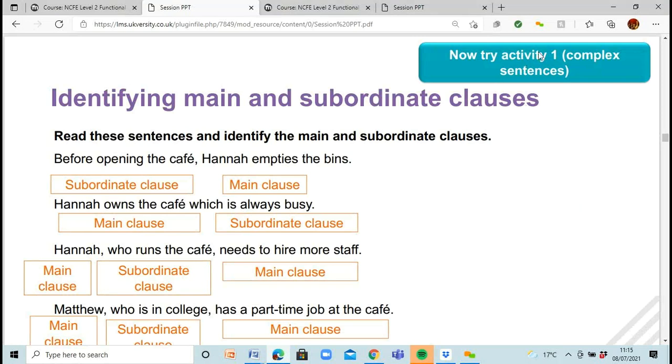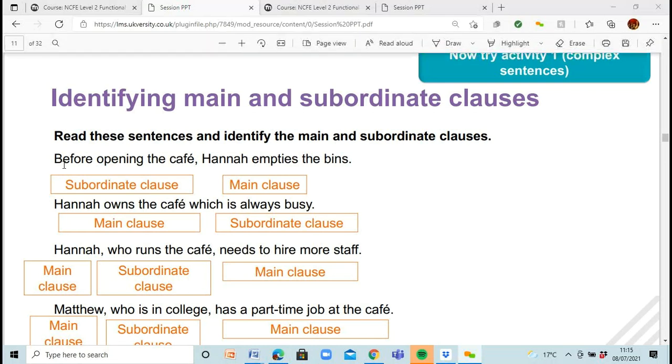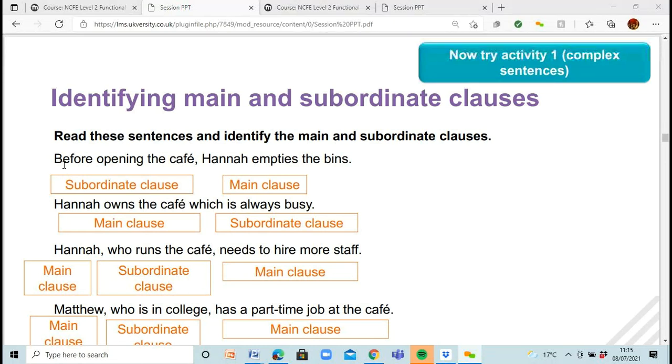Then we have identifying main and subordinate clauses. We're going to read these and see which one is a main clause and which one is subordinate. If I just said before opening the cafe, it wouldn't make much sense. So I could say Hannah empties the bins, and that could be a standalone sentence. It could be simple and that's it. So the main clause is Hannah empties the bins. And the full complex sentence would be before opening the cafe, Hannah empties the bins.